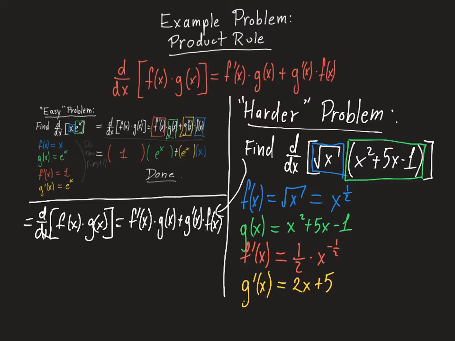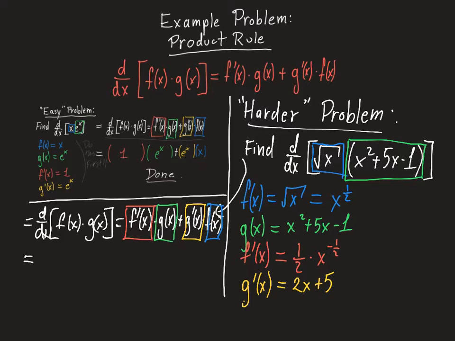All right, I'm going to color code these as well, just so that it's amply clear exactly what's going where. So f prime of x we put in red, g of x we put in green, g prime of x we put in yellow, and f of x I put in blue. All right, all that's left for us to do is to plug all of this in, and I'm going to try to stick to the color scheme once again.